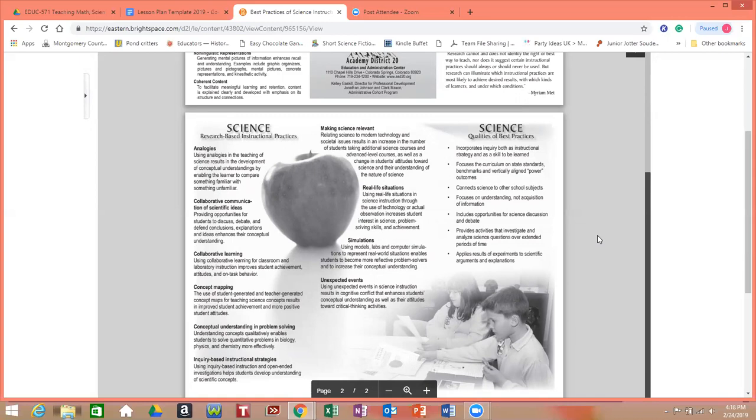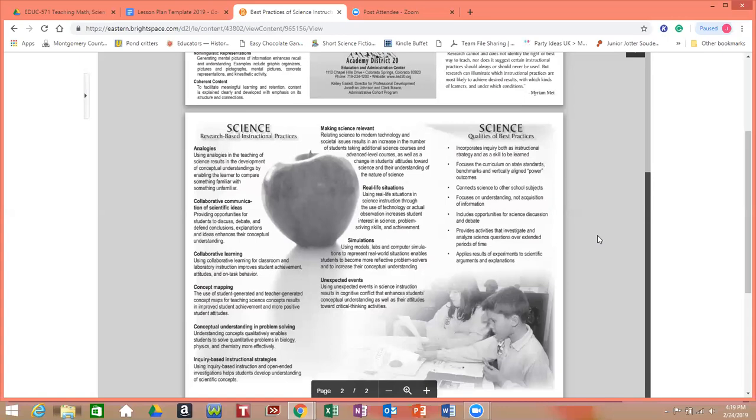All right, let's see. The next point here focuses on understanding, not acquisition of information. We kind of talked a little bit about that with the math standards, that it's not about just memorizing facts or rote memorization, that there needs to be a depth of understanding, like recognizing why something happens, why something works. The next point includes opportunities for science discussion and debate. Being able to talk out how they arrived at certain conclusions, what their process was, is all important to science.